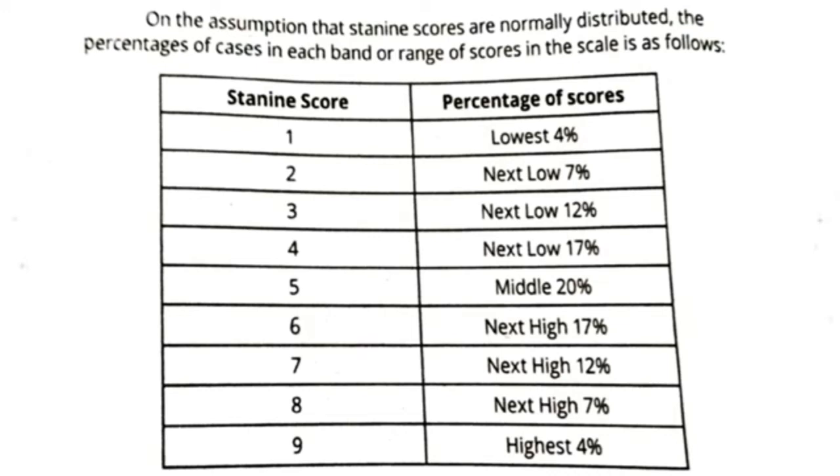So, we have the stanine score and the percentage of scores. 1, we have the lowest, which is 4%, 2, next low, 7%, 3, next low, 12%, 4, next low, 17%, 5, we have the middle, which is 20%, 6, next high, 17%, 7, next high, 12%, 8, next high, 7%, and 9, we have the highest, which is 4%.